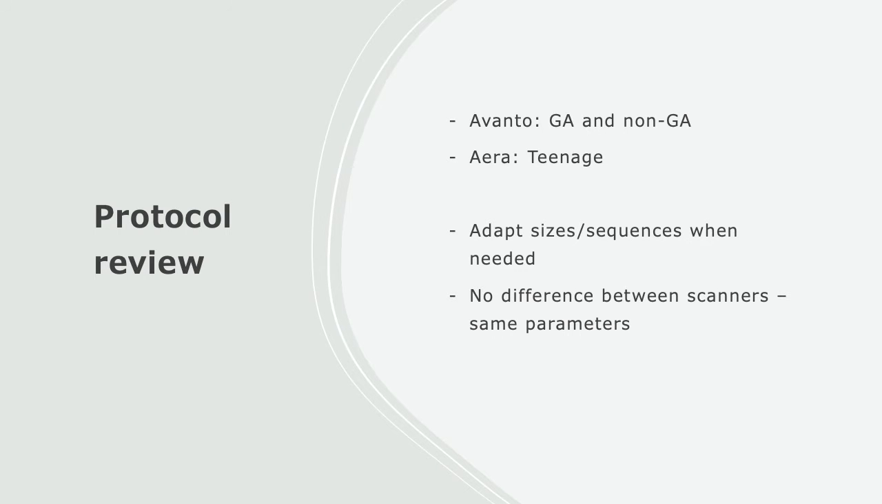On the Era scanner, there was a single protocol for the age of a teenager. Therefore, when it comes to sizes and some sequences, they were adapted when needed. For example, for a GA patient who was 2 years old, if they found that the field of view was too big, this was adapted to be smaller. Overall, the parameters between the scanners were the same.